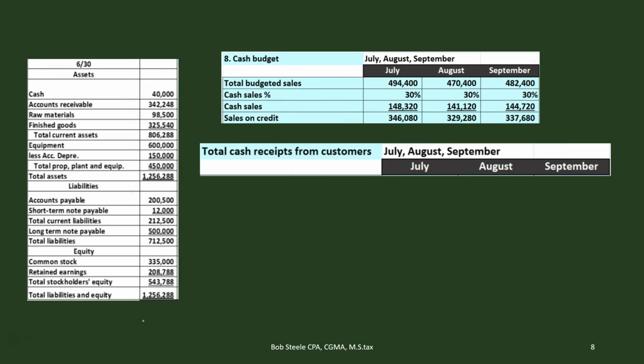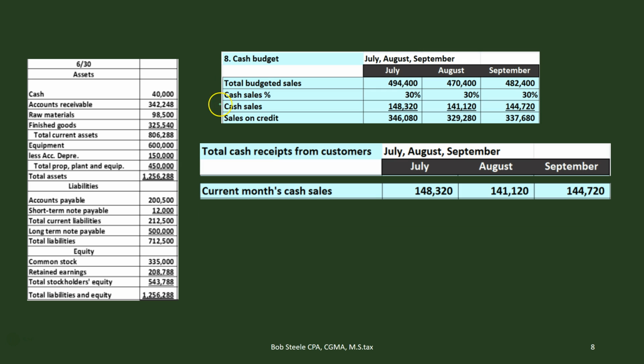Alright, so now we're going to take a look at the total cash receipts from customers using what we just calculated, the cash budget piece up here. This isn't the total cash budget, but it's part of our calculation we just looked at. So we got the current month's sales. That's what we're bringing down. Here's the current month's sales on cash. That's the cash sales. And then we're going to figure out the collections of receivables.